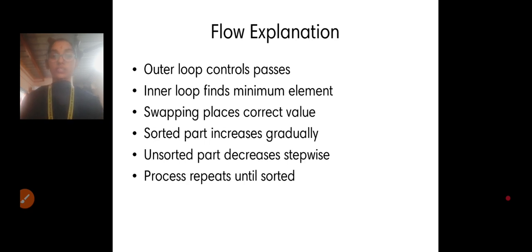Flow explanation. The outer loop controls the process. The inner loop finds the minimum element. Swapping places the current value. The sorted part increases gradually. The unsorted part decreases stepwise. Process repeats until sorted.